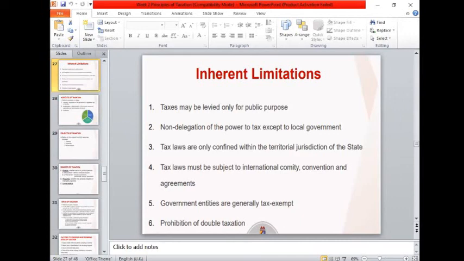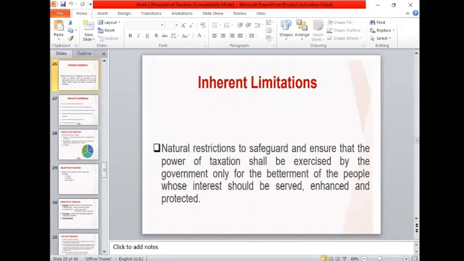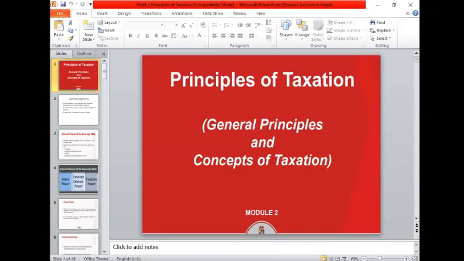So that will be the first part of our topic for today when it comes to the week 2 topic in your LMS, which is the principles of taxation. So we are going to discuss the second part next meeting.